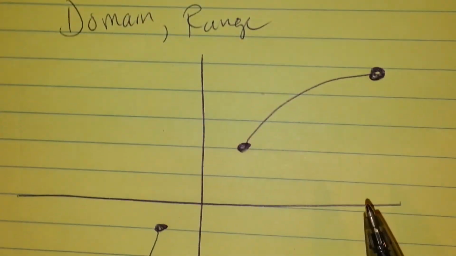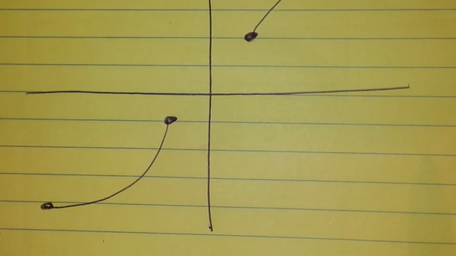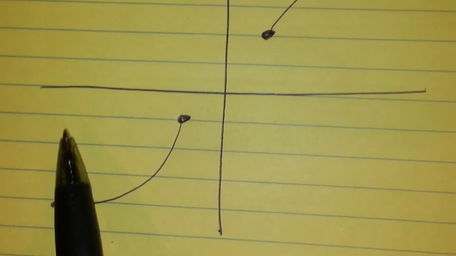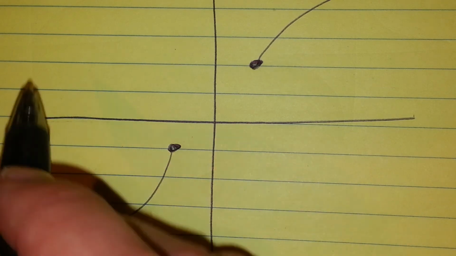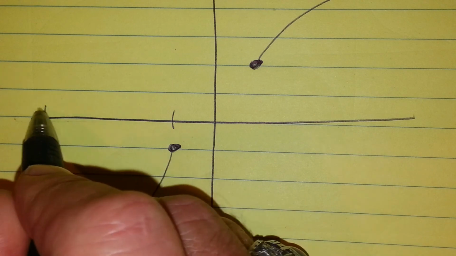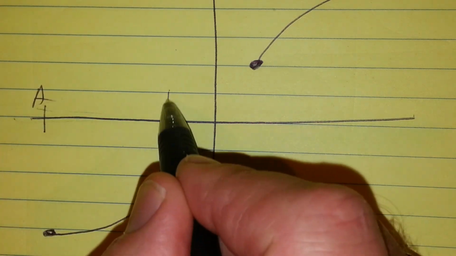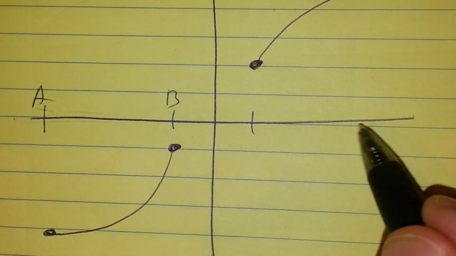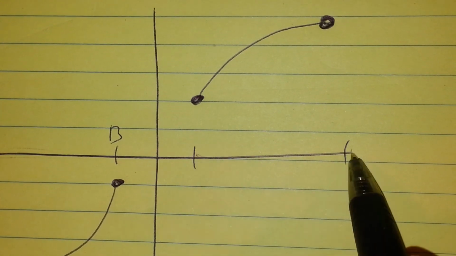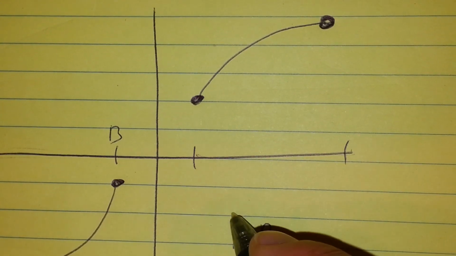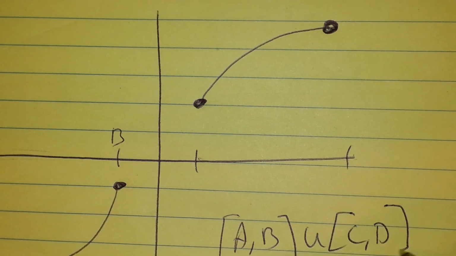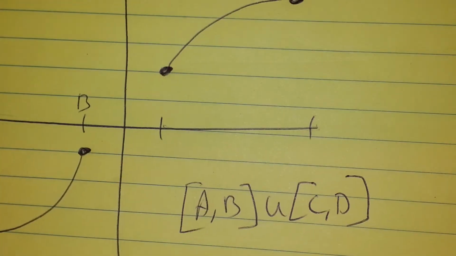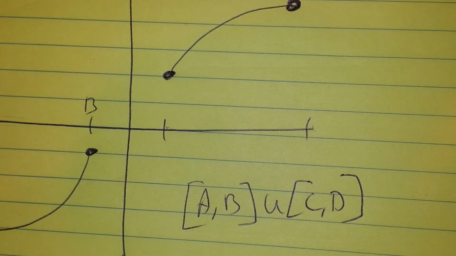All right. And finally, domain and range. My domain for this graph on my X highway, what mile markers do I start getting a graph? From here to here. This is whatever this is, A to B, union from C to D. So A comma B, union C comma D. Okay? All right? Let me kind of zoom in.